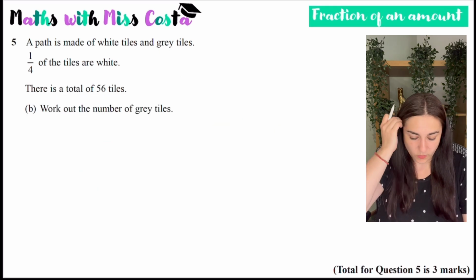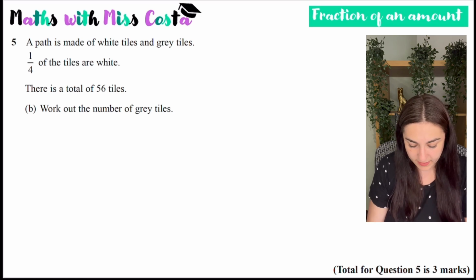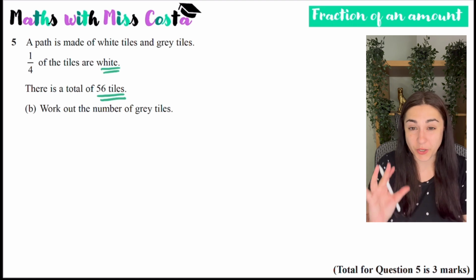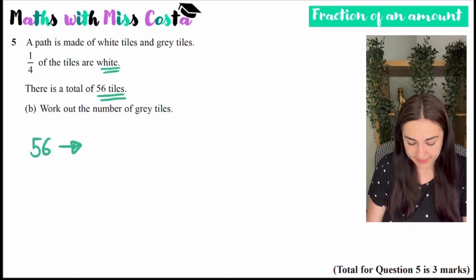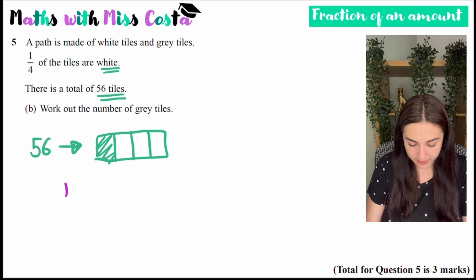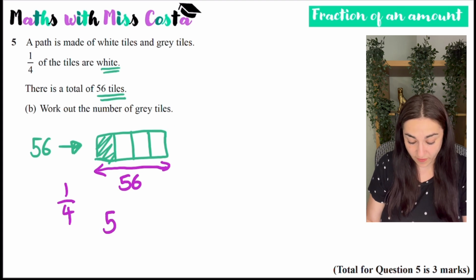Okay, I'm then told a path is made of white tiles and grey tiles. 1/4 of the tiles are white. There is a total of 56 tiles. Okay, so I know that there's a total of 56 tiles, and I know that 1/4 of this are white tiles. So to work out 1/4, I can see that this 56 has been split into 4 parts. So I'm going to divide by 4 to work out what one part is.